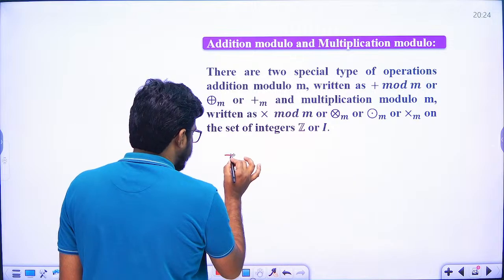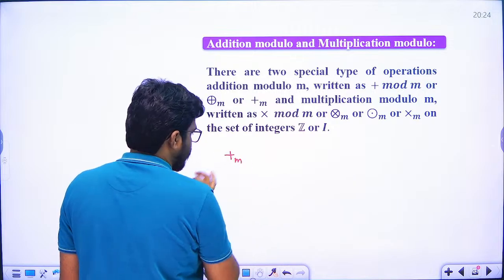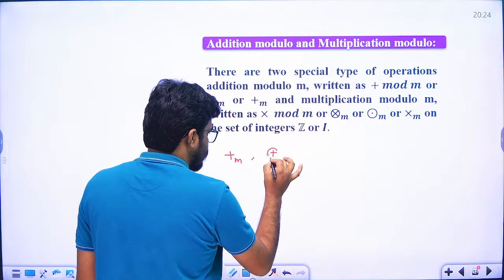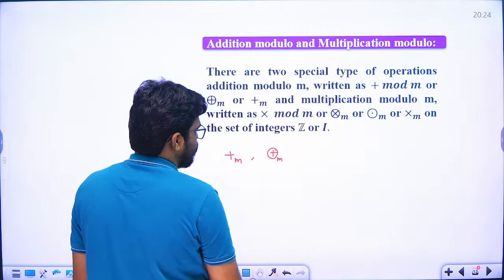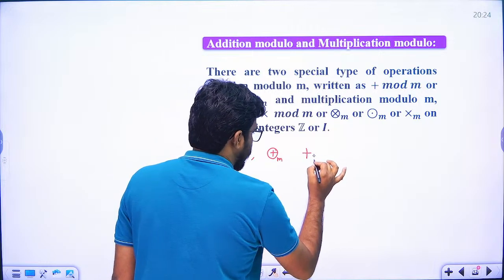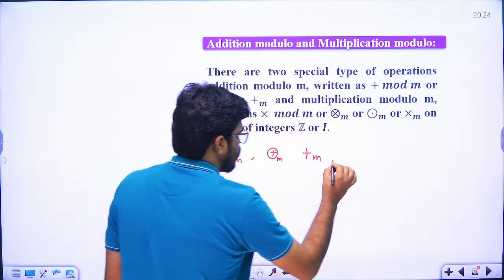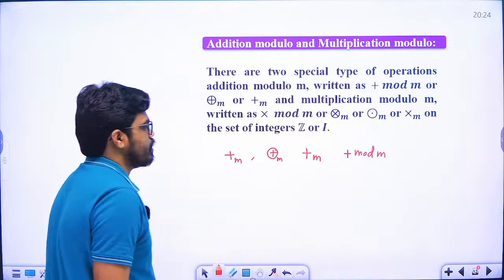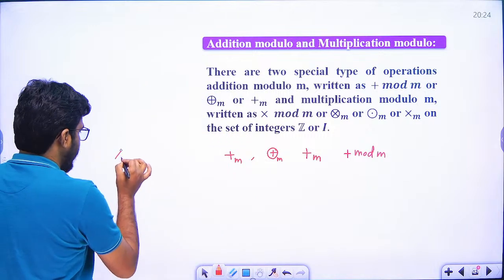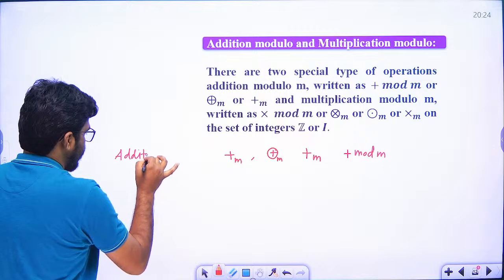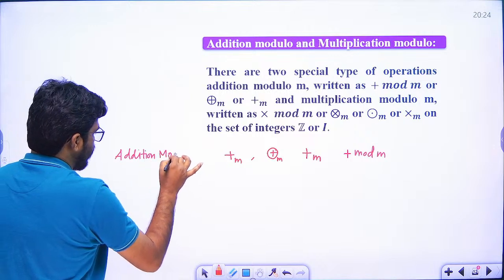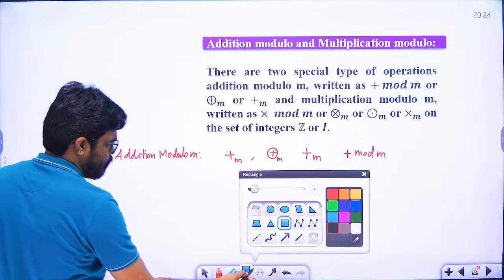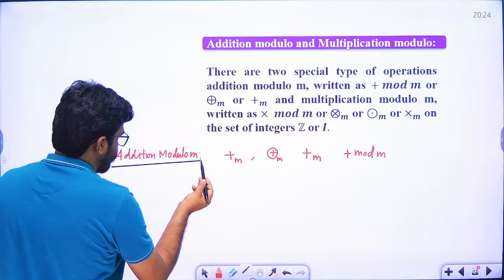This is written as plus with suffix m, or you can write plus circle m, or plus m, or you can write plus modulo. So this is the notation of addition modulo m. Getting my point? So this is addition modulo m.